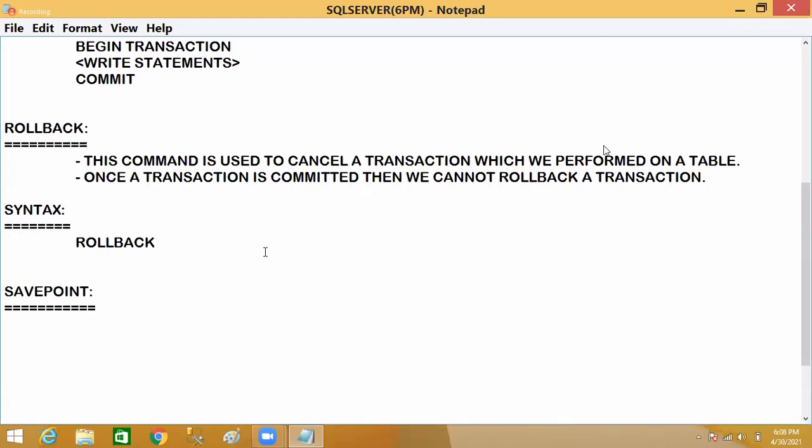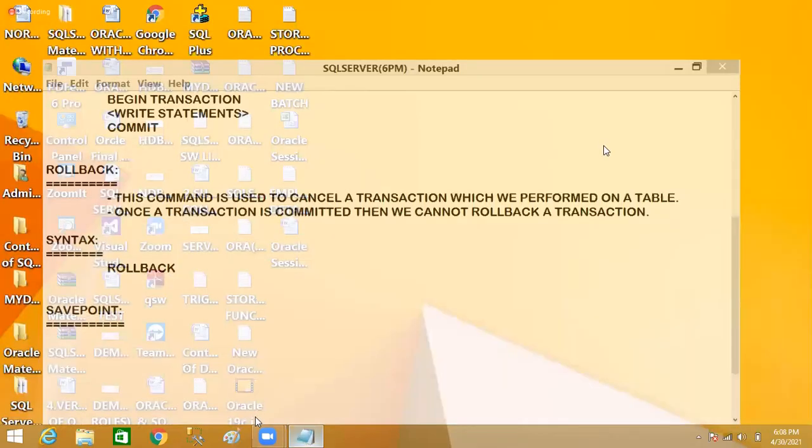Okay, fine. But what about savepoint? Why is savepoint required, and what is the need? Savepoint, it means, for example, let you see. For example, in your SQL Server.